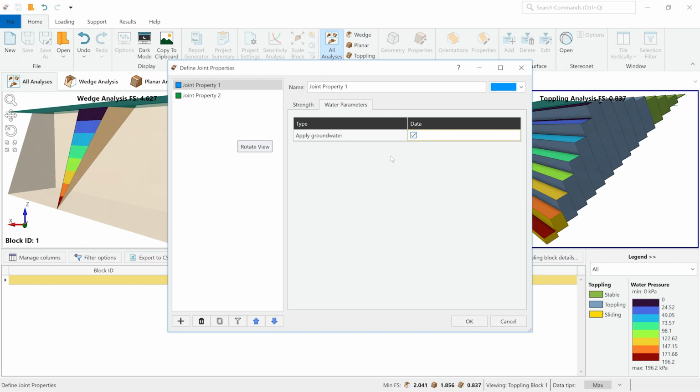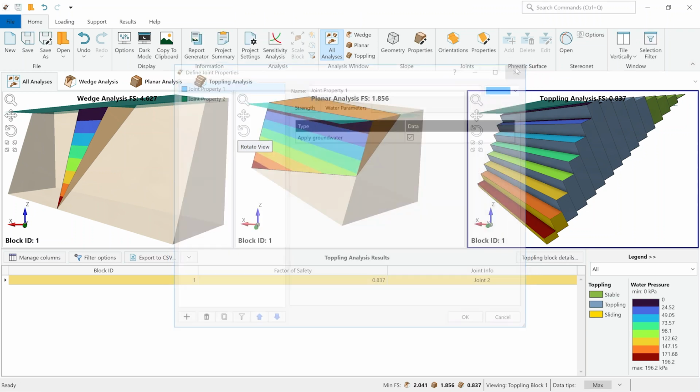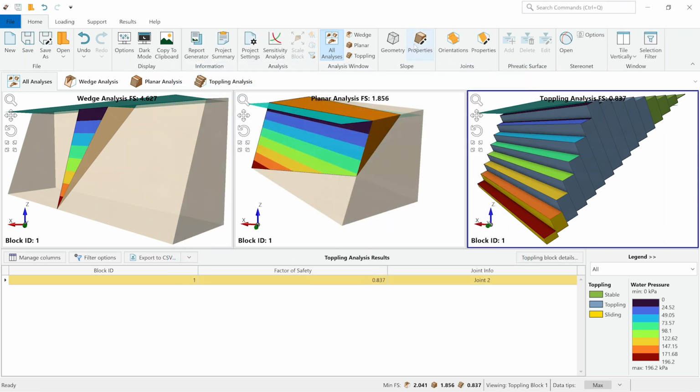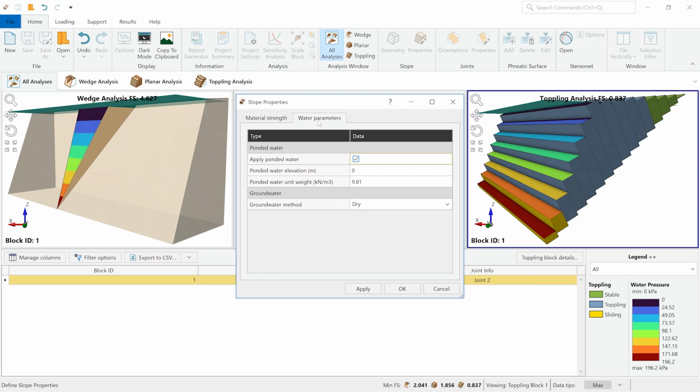We go to the water parameters tab of each joint we want to account for water pressure and click on the apply groundwater checkbox. Here we see that by default, all of our joint properties have the apply groundwater checkbox already selected, but we still don't see any water pressure acting on any of the surfaces shown in our model. This is because if we go back to the slope properties under water parameters where we've defined our ponded water pressure, we'll see that the groundwater method is defaulted to dry.